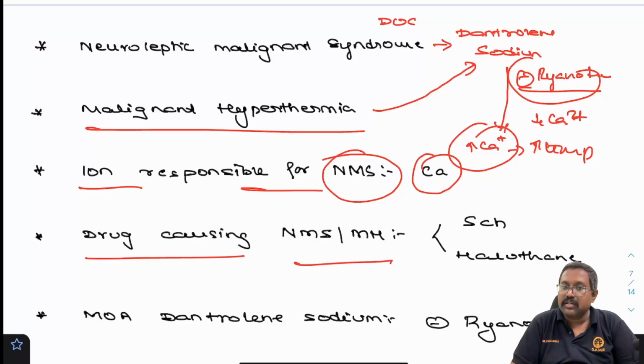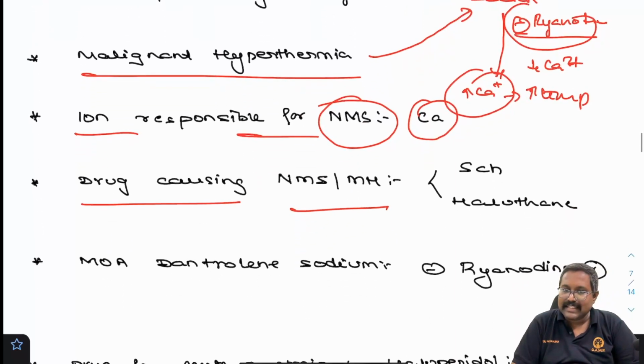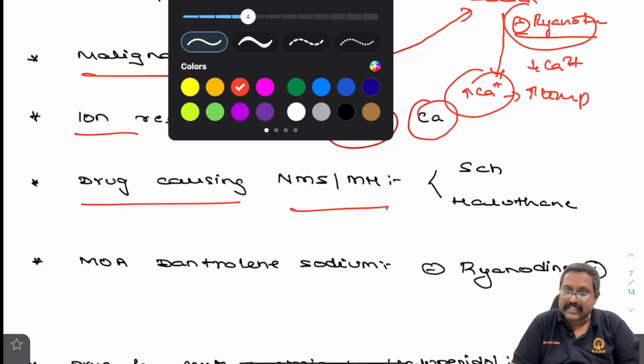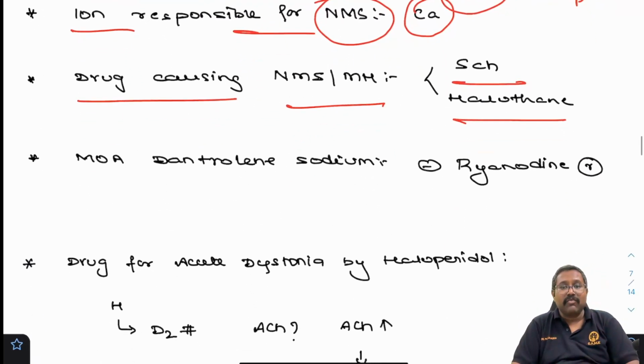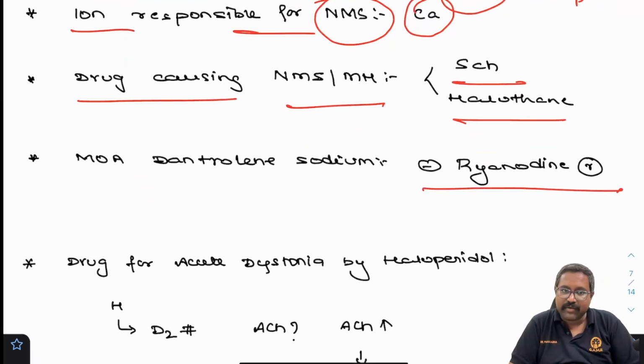Which drugs cause malignant hyperthermia? We have skeletal muscle relaxants as well as general anesthetics like halothane and succinylcholine. What is the mechanism? Already we know it inhibits the ryanodine receptors in the sarcoplasmic reticulum.